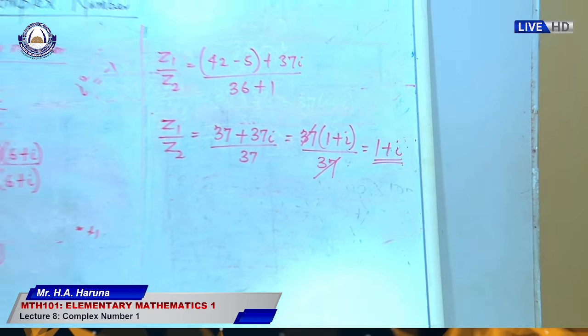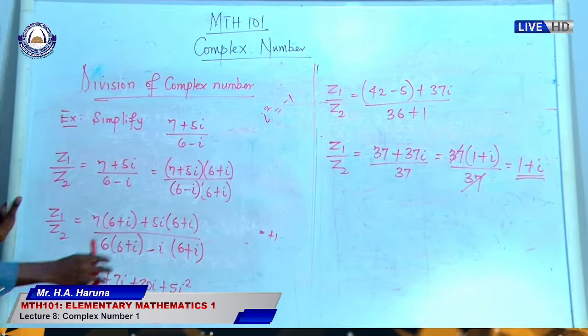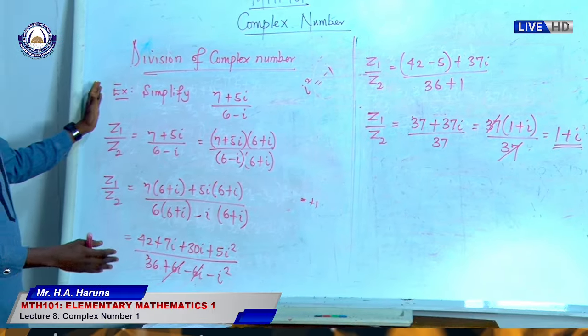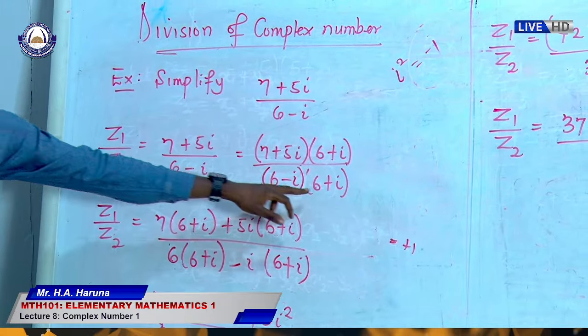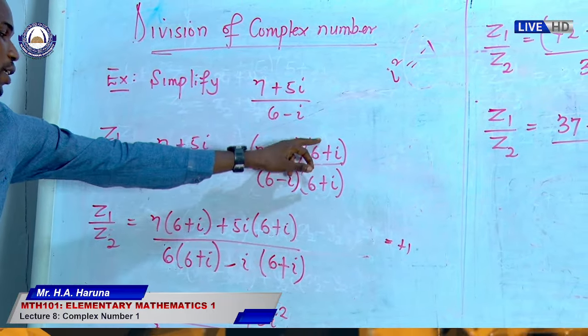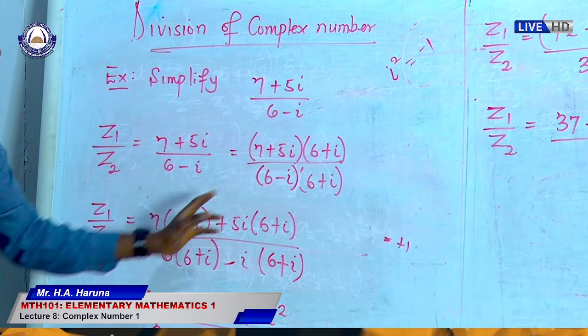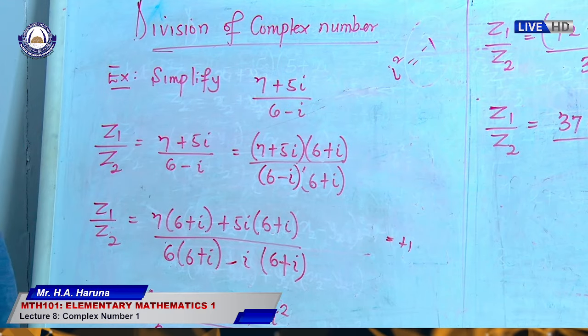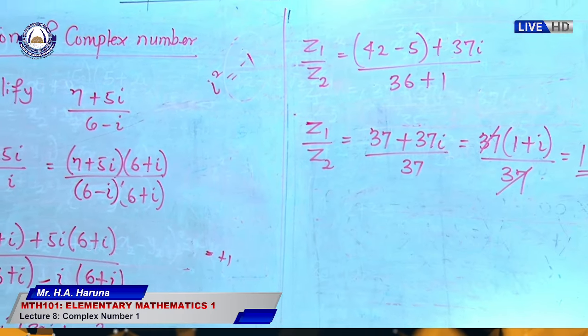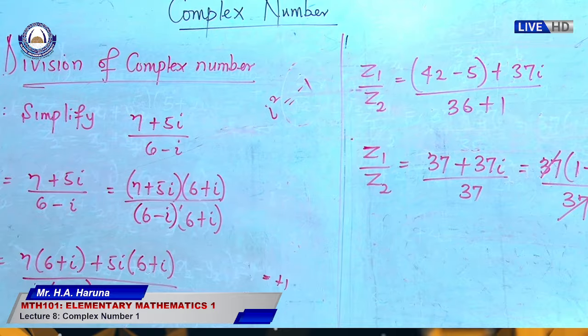So I believe this is clear enough now. I'll go over it again so we understand. Just multiply by the conjugate. The conjugate of this is 6 plus i, which is what I have done here. Then distribute it over, which is what we have done. Also distribute over, and then we arrive at that. So I believe this is clear enough for us.